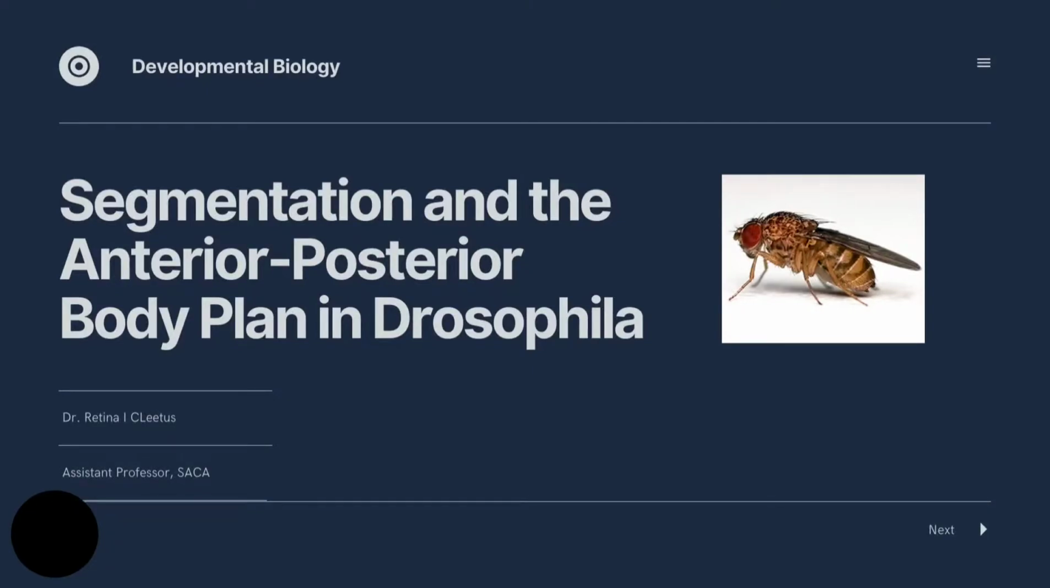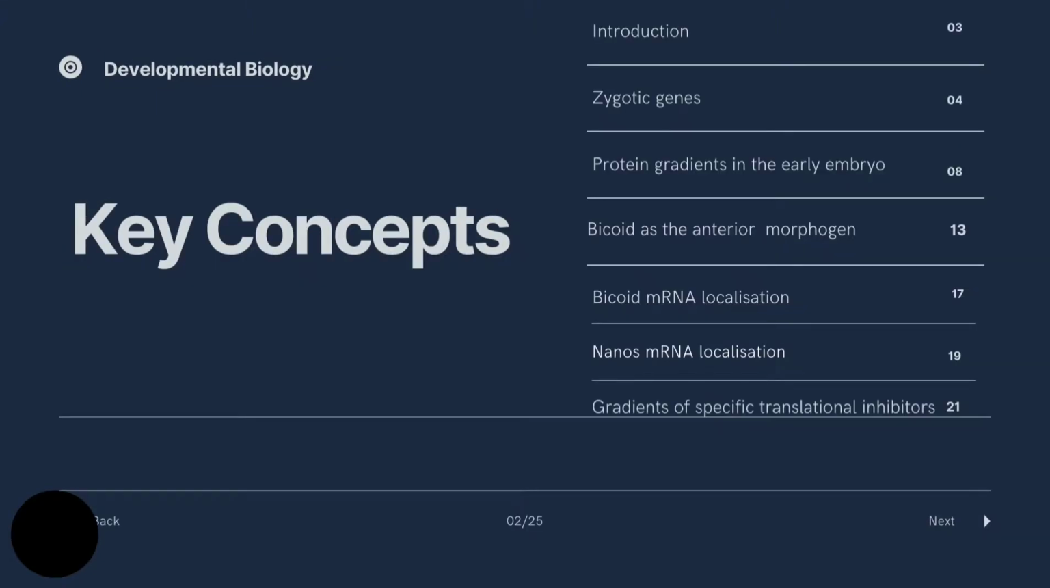Hi, we shall discuss segmentation and the anterior-posterior body plan in Drosophila. The key concepts which we are going to discuss include zygotic genes, the protein gradients in the early embryo, bicoid as the anterior morphogen, localization of bicoid mRNA, localization of nanos mRNA, and gradients of specific translational inhibitors.